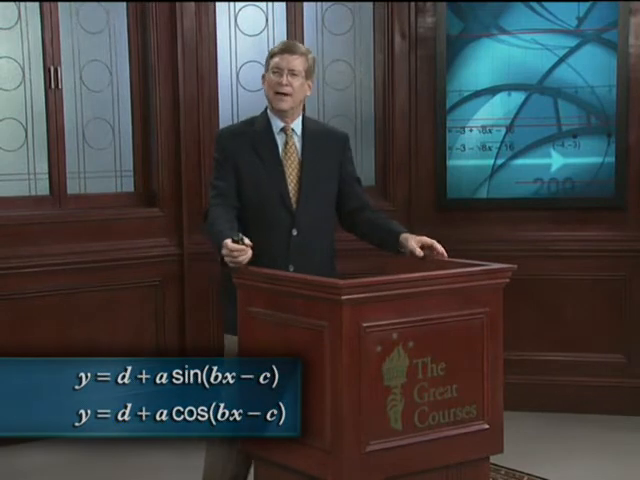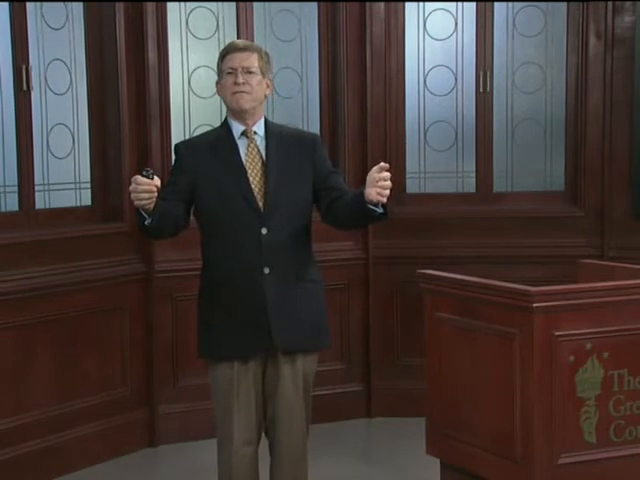Well, let's think about that. If d were 0, the graph would be just sitting right there. But if d is, say, 5, that means every value gets vertically shifted 5 units upwards. Or if d is minus 3, then everybody goes down 3 units. So d is a vertical translation, a vertical shift of the graph.